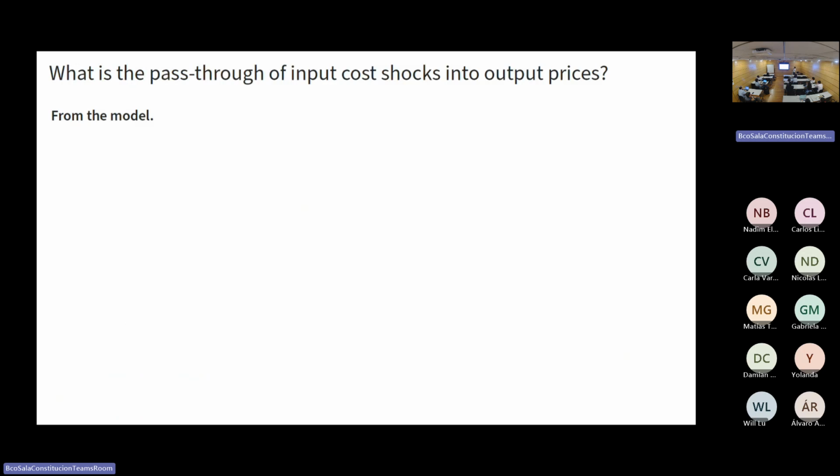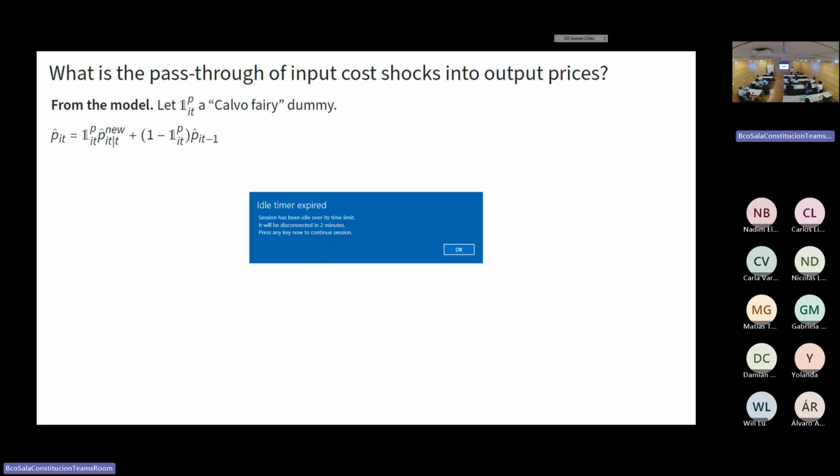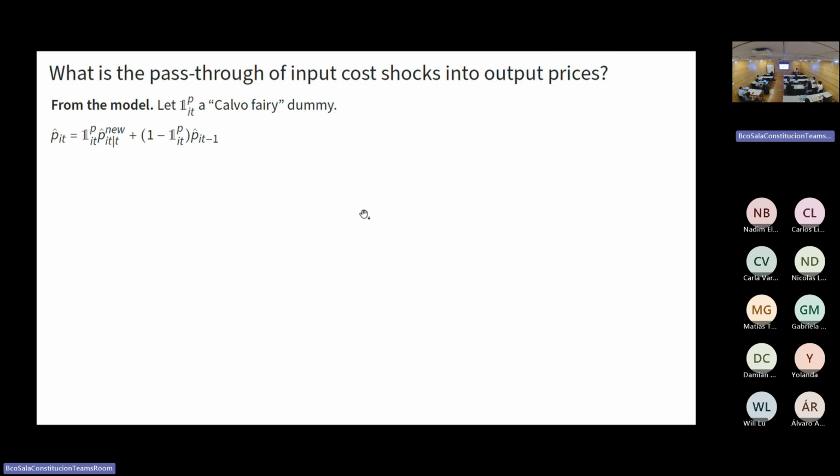Okay, so the next thing is this coefficient on pass-through. In the model, you can simulate how this literally works. Let me denote by this indicator variable I_it whether the Calvo fairy hits firm i in period t. Of course, this is just an identity: the change in the price that the firm is going to charge is equal to the change in the reset price if you get the Calvo fairy hit, and it's going to be your last period change if you did not.